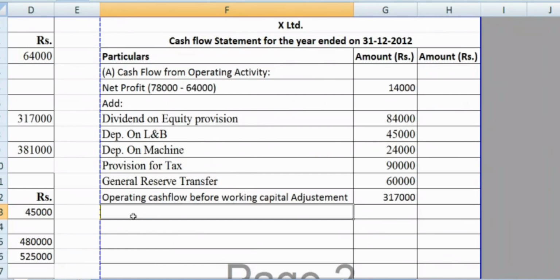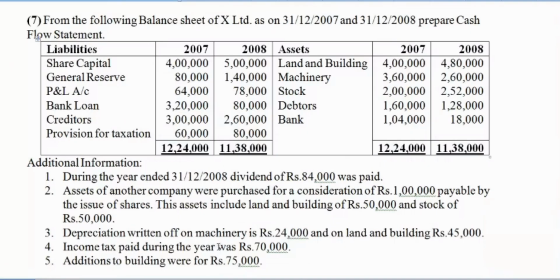Now next point is working capital adjustment. Okay. So working capital adjustment, that means changes in current assets and current liability. So let's see. First is stock. The stock 2 lakh is given, but we will consider 2,50,000. Can you tell me why 2,50,000 instead of 2 lakh?